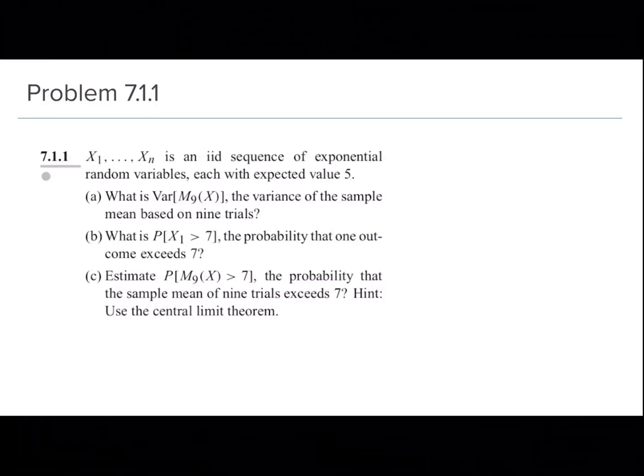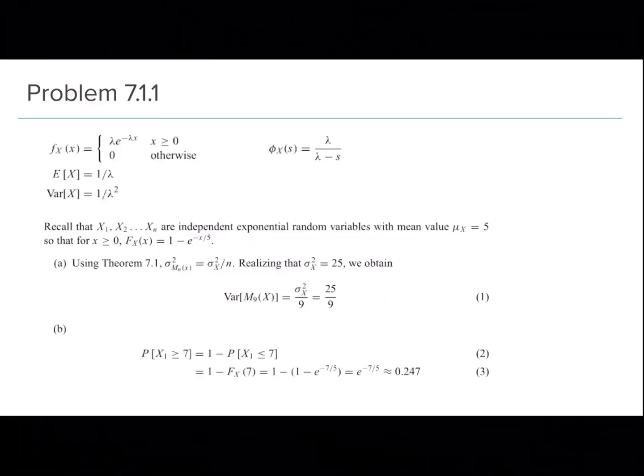So what we're given is n random variables X1, X2 till Xn, which are independent and identically distributed. These are exponential random variables, and each of them has an expected value of 5. First, let's revisit what an exponential random variable is. An exponential random variable with parameter lambda has the PDF f_X(x) equal to lambda times e raised to the power minus lambda x for x greater than 0, and 0 otherwise. The expected value is 1 over lambda, and the variance is 1 over lambda squared.